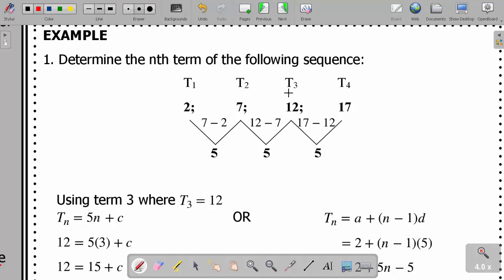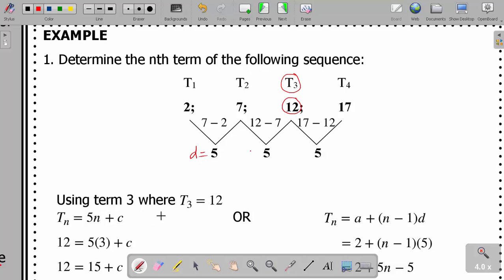This is term 3. If I use term 3, this one here, what does term 3 equal? It equals 12. Are we together? And this is my formula, Tn equals an plus dn plus c. So now for term 3, the constant difference is what? The constant difference is 5. That's my constant difference. It is the same 5 here. So if I put it here, I'm going to have Tn equals 5n plus c.